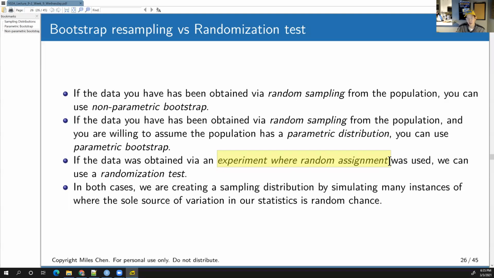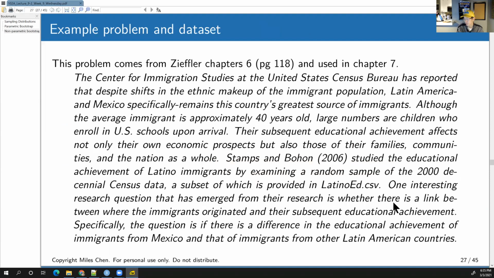Whereas that's not going to be the case when you have a random sample from an observational study. Okay. And here I wrote both, but in all of these cases, we're going to create a sampling distribution by simulating a bunch of instances where the sole source of variation is just random chance in our sample. Okay. All right.